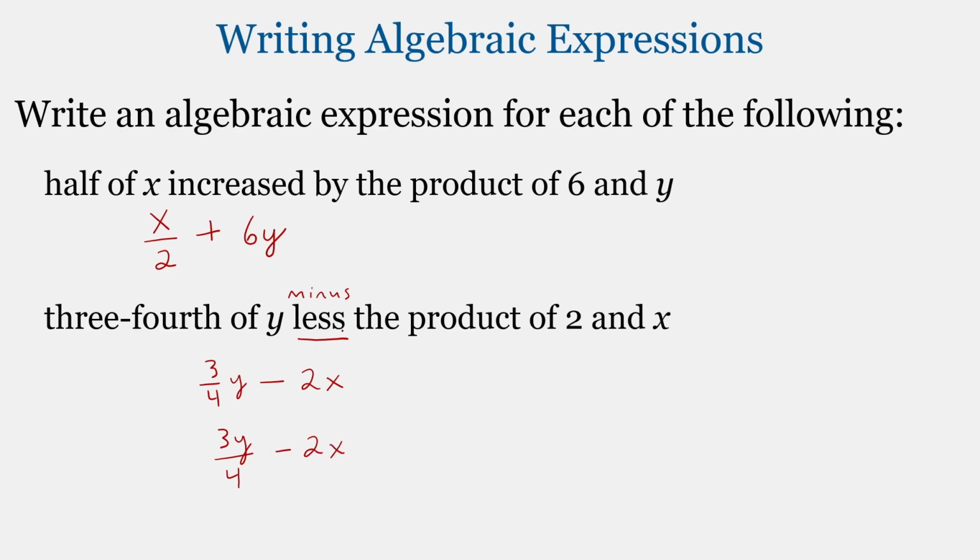Again, less and less than are going to result in a different algebraic expression. If this was less than, it would be reversed. We would have 2x minus 3y over 4. But without the than, less and minus are equivalent. We're starting with 3/4 y, and we're taking away the product of 2 and x, as opposed to starting with the product of 2 and x and subtracting 3/4 y.